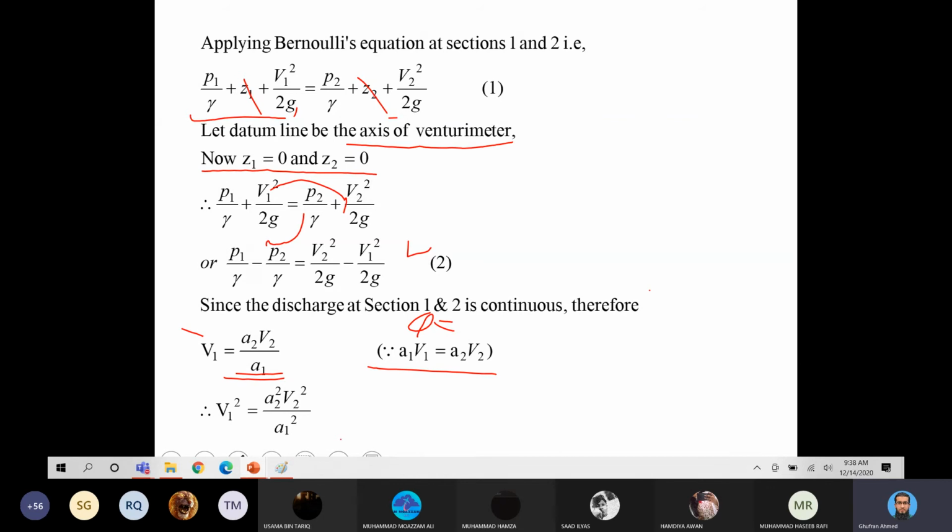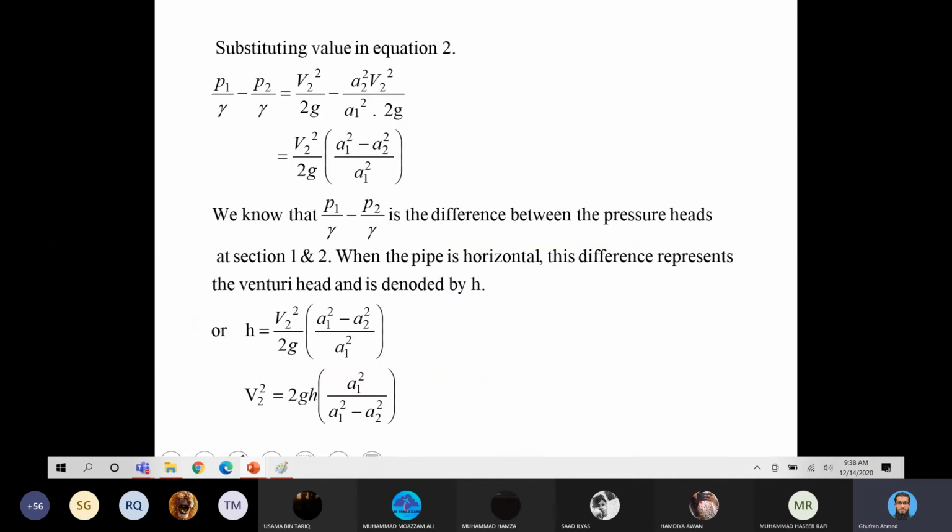लिख सकते हैं ना? ये वापस V1 को हमने इस इक्वेशन में पुट कर दिया. And after solution, just take the common V squared 2G. So P1 over gamma minus P2 over gamma is this one.